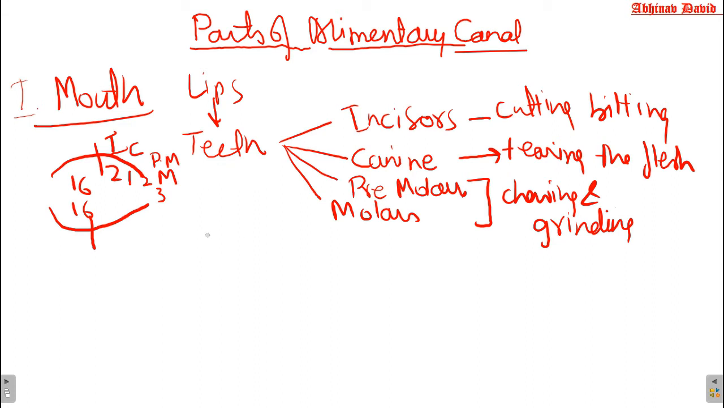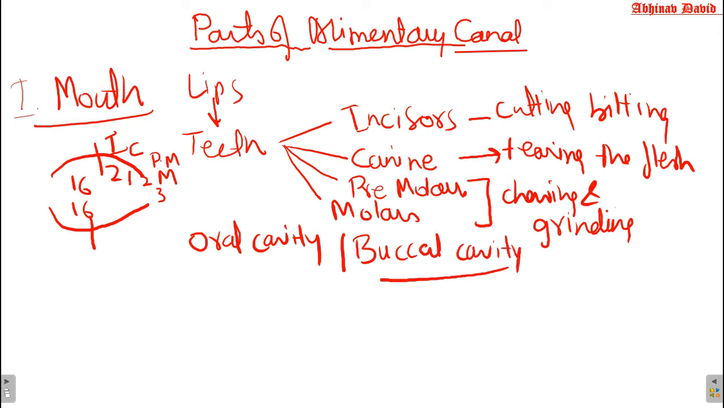Now what else is present in the mouth? As we enter the mouth, after the teeth, we have the oral cavity, which is also called the buccal cavity. The oral or buccal cavity is where food is chewed and mixed with the saliva. Okay, then what else do we have in the mouth? At the floor of the mouth, we have the tongue.